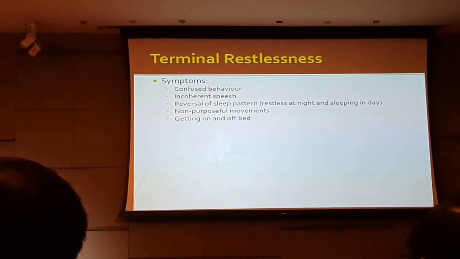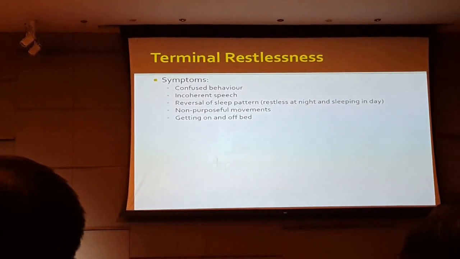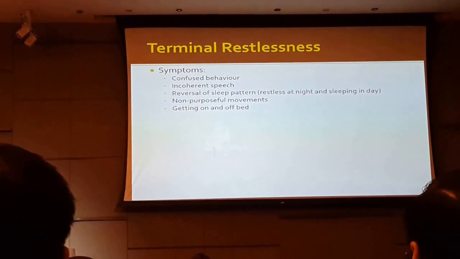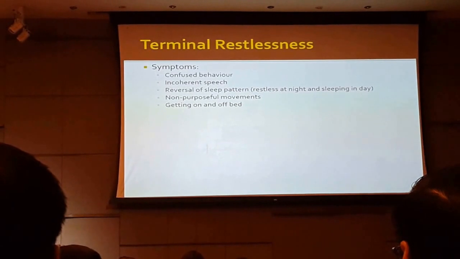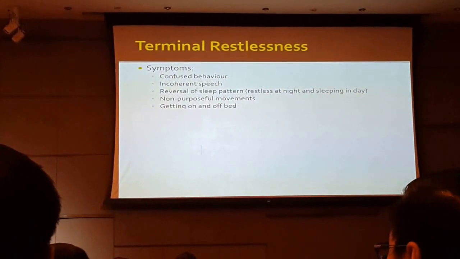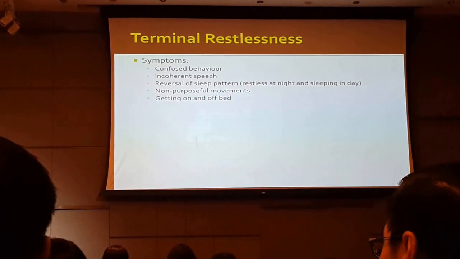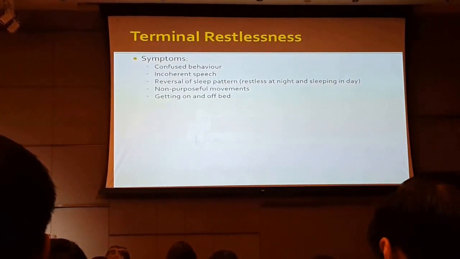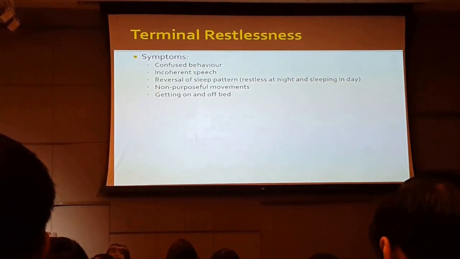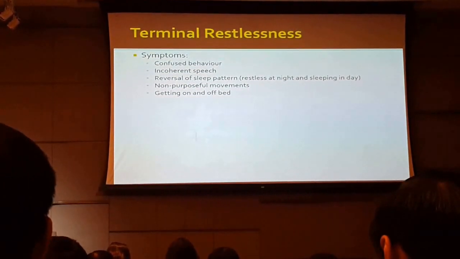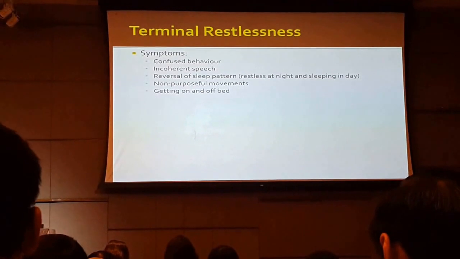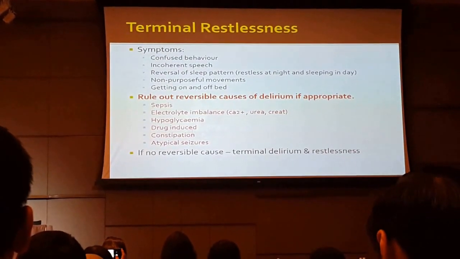Some of the common symptoms that you may see in patients would be confused behavior, incoherent speech, and very typically a reversal of sleep pattern. The family will tell you that the patient is up the whole night, and in the morning they're all sleeping, right? That is a subtle early sign that delirium is already occurring. And they've got these non-purposeful movements and getting on and off the bed.